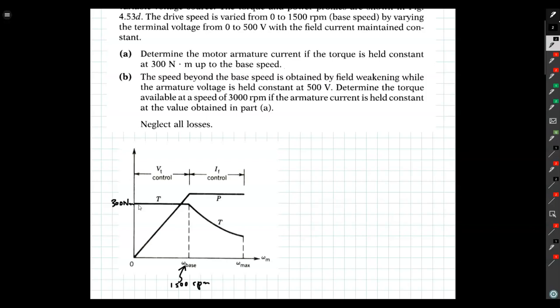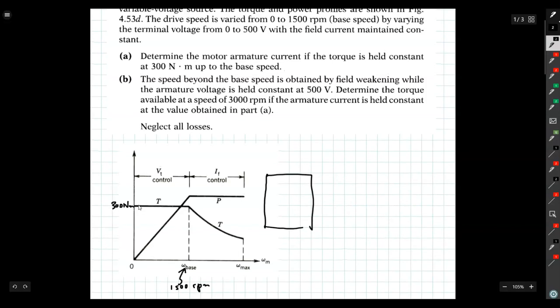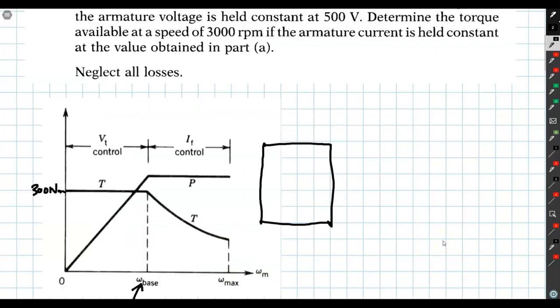All right, so let's draw the schematic of this DC drive speed control system first. So we have the DC variable power supply here, which is connected to the armature of the DC motor. So we have the armature resistance.